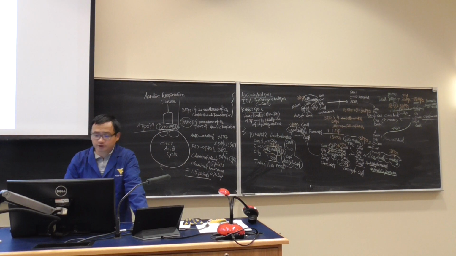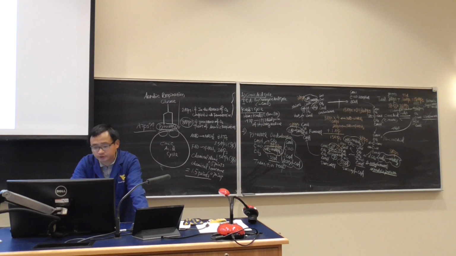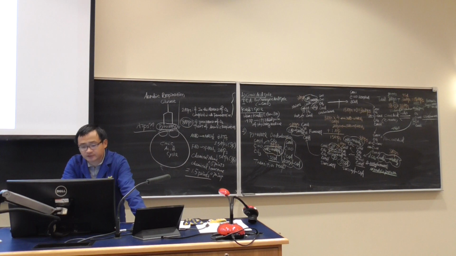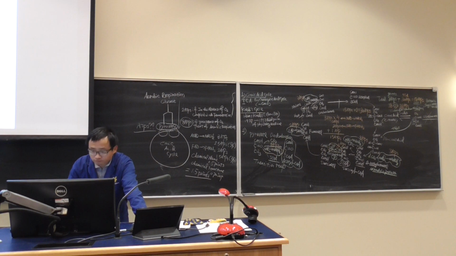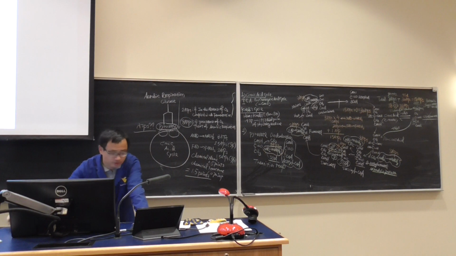Then we move on to aerobic respiration. This is a transition step. Pyruvic acid becomes attached to coenzyme A, which becomes acetyl-CoA. Then this is basically the TCA cycle. You can see it produces two molecules of carbon dioxide, 3 molecules of NADH, 1 FADH2, and 1 GTP.